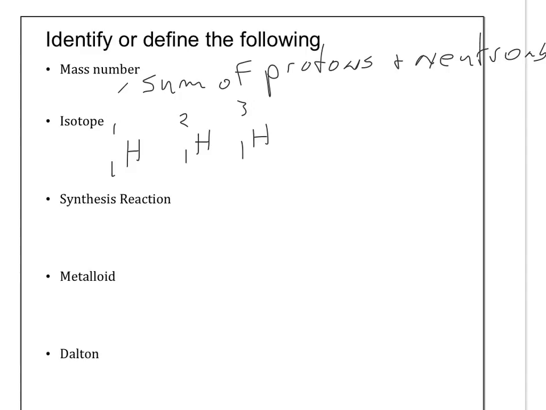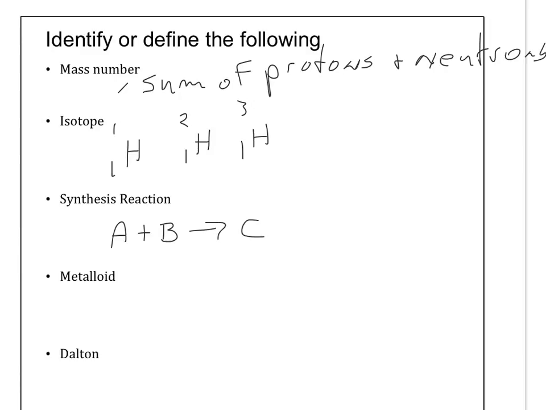Synthesis is the kind of reaction where two elements, typically two, it could be more, but two elements, or it could be two compounds, come together and form a new compound. So we can sort of represent it like that.